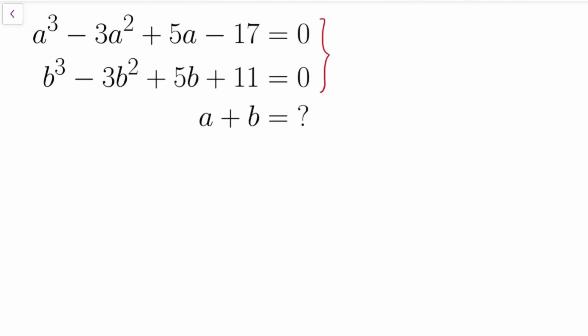The two given equations are very similar. The cube term, square term, and linear term are exactly the same, except that the unknown is changed from a to b, but the constant is a little different. One is minus 17 and the other is 11. So if I want some symmetry among these two equations, I have to consider this function.